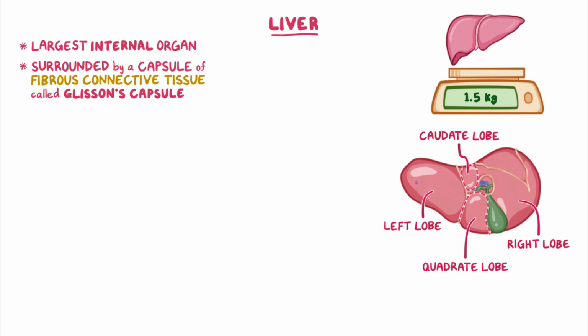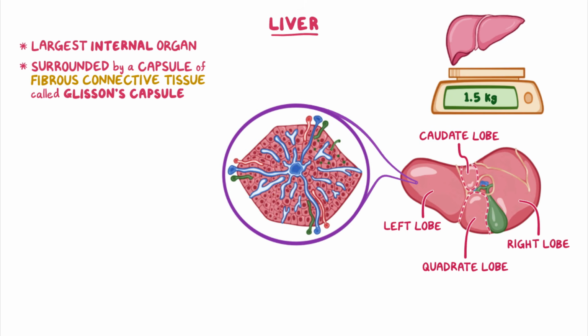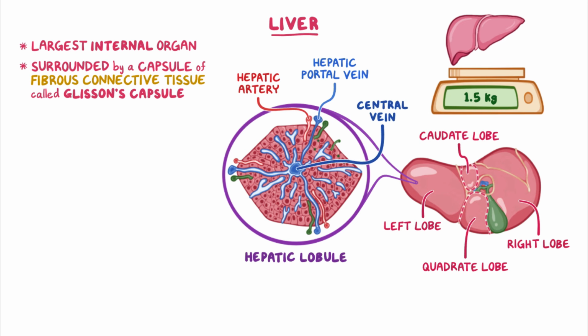The liver parenchyma, or functional tissue of the liver, is organized into thousands of hepatic lobules, which have a dual blood supply that comes from terminal branches of the hepatic portal vein and hepatic artery. The blood then flows through sinusoids, surrounded by hepatocytes before draining into the lobule's central vein.